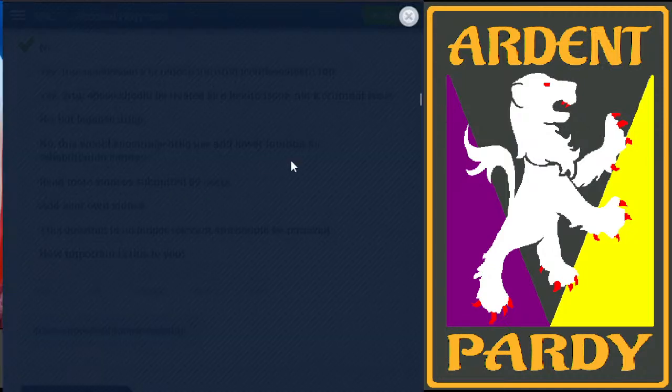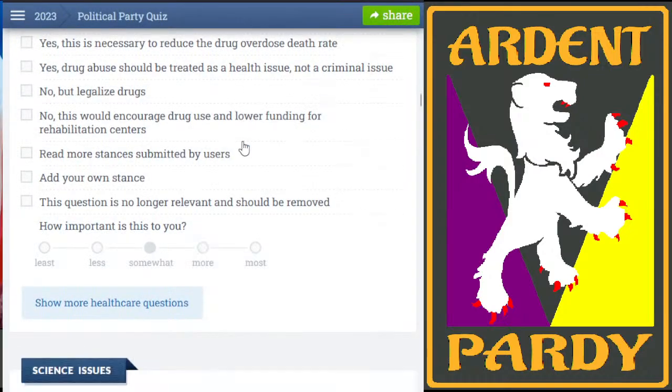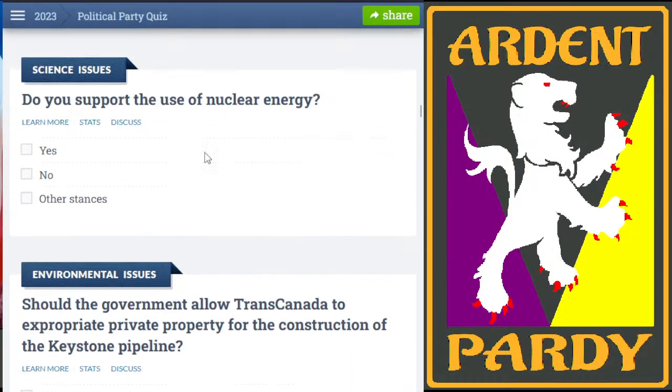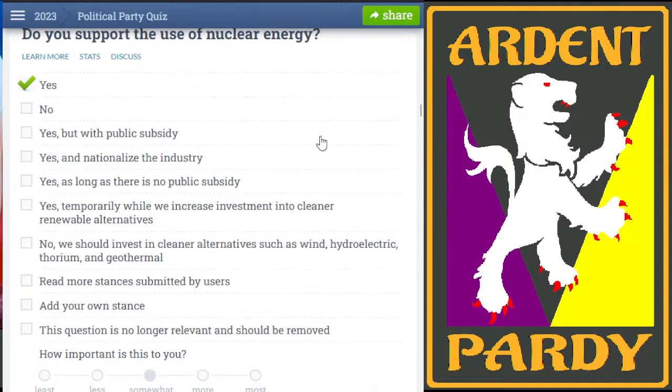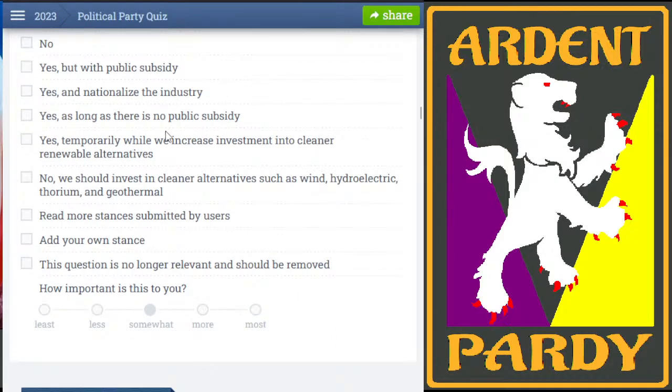Any more stances submitted? No. Okay, I don't think that link is working today. Do I support the use of nuclear energy? Yes. Other stances? Yes, with public subsidy. Nationalize the industry as long as there's no public subsidy. Temporarily? No, fuck off. No, we should invest in cleaner alternatives such as wind, hydroelectric, thorium. What the fuck do you think a thorium reactor is if it's not nuclear, you twits?